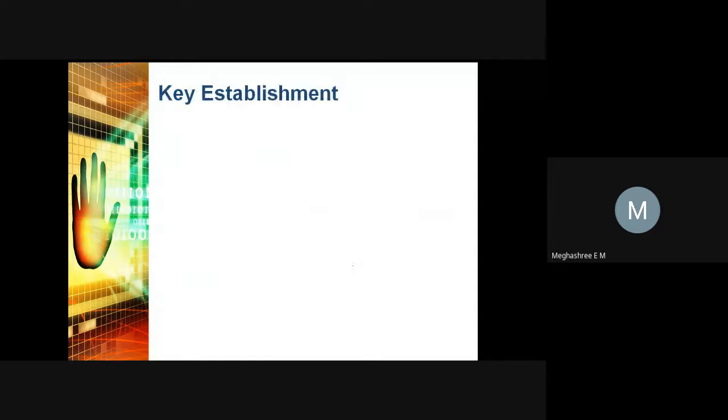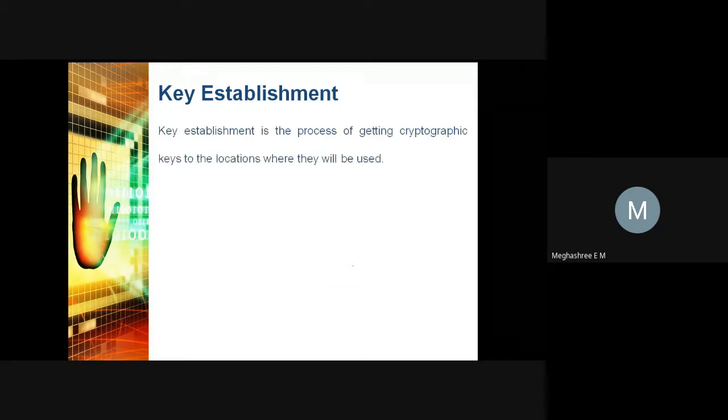Next is key establishment. This is the second phase in the key life cycle. As you know, key establishment is nothing but the process of getting cryptographic keys to the location where they will be used. If two parties are involved in communication, then for the purpose of encryption and decryption, whatever keys are required should be established at the locations where the parties are involved in the communication. That is nothing but key establishment.